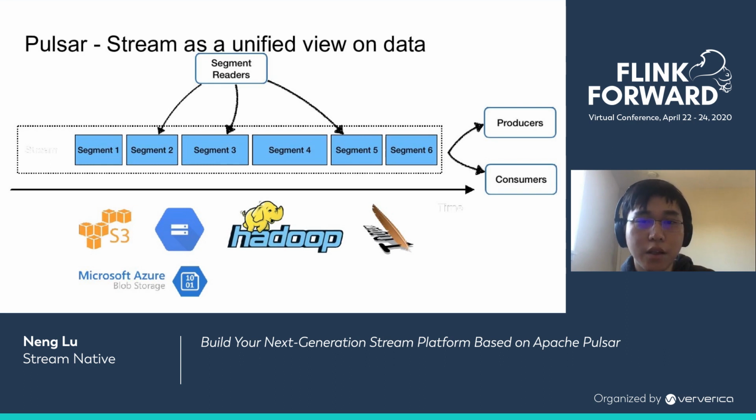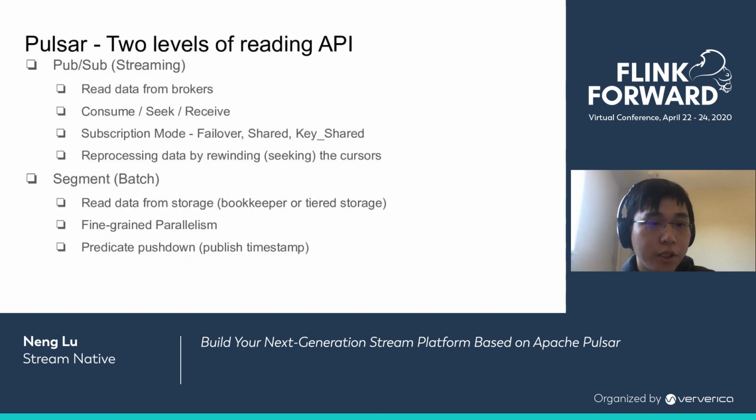This is while the clients are still consuming the most recent data for their messaging and push notification systems. So here the read is not sequential. You can actually read in parallel from different segments to handle batch processing and other workloads. So we have two levels of reading APIs, just as the previous graph shows.